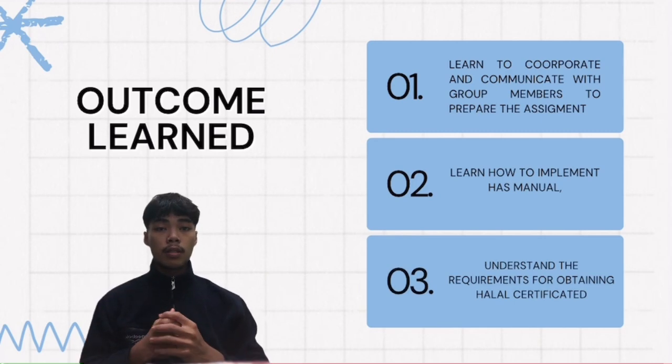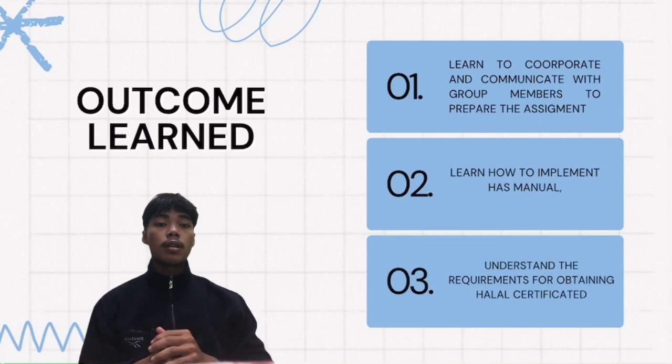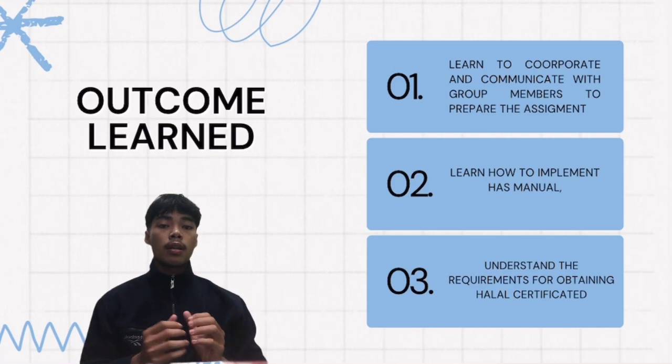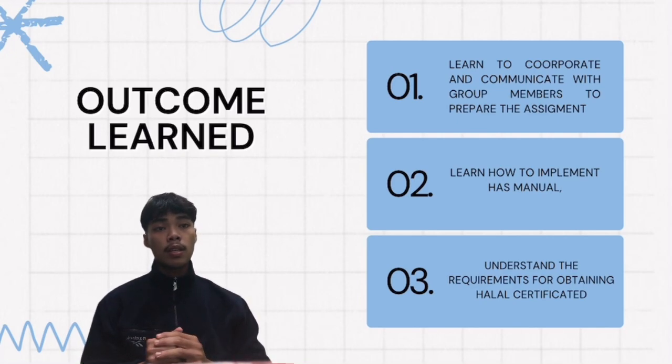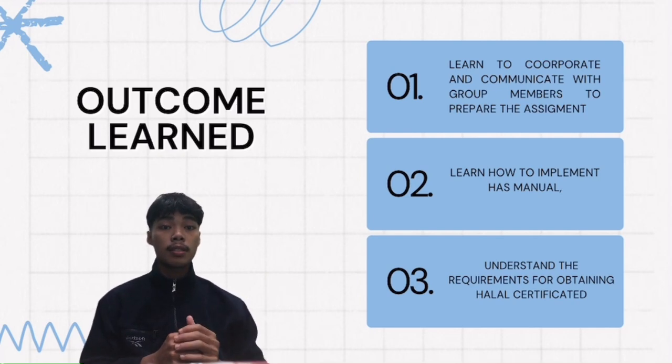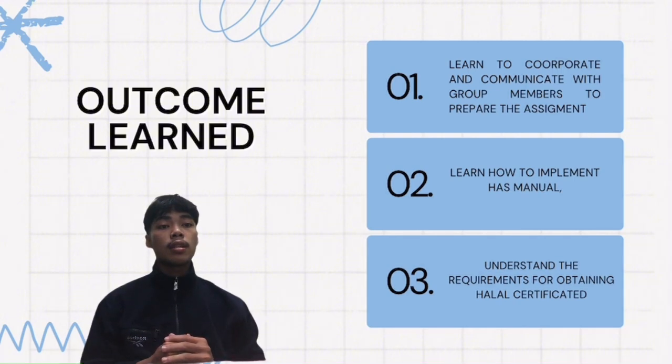So last but not least, the outcome that I learned from HLC 2553, which is firstly that I can learn to cooperate and communicate with the group members to prepare this assignment, which is the HAS manual. Secondly, I have learned how to implement the HAS manual. So later in the industry, I will be more skilled and familiar with this HAS manual. And lastly, I am able to understand the requirements for obtaining halal certificate.